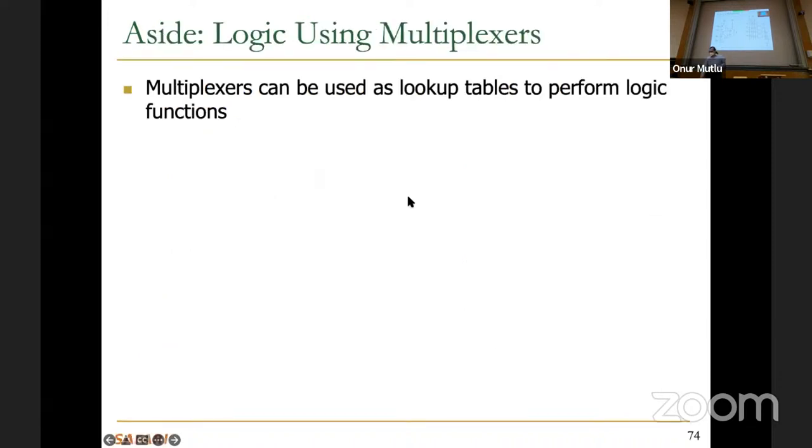Multiplexers are nice. Okay, let me take an aside because I think this is really interesting since you're going to be programming FPGAs. And since when we talked about FPGAs, we talked about lookup tables, you can do logic using multiplexers as well.